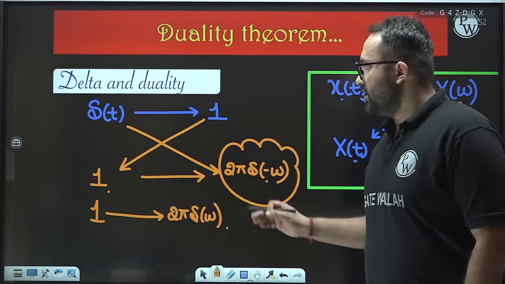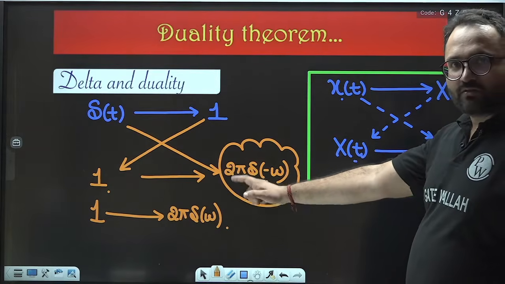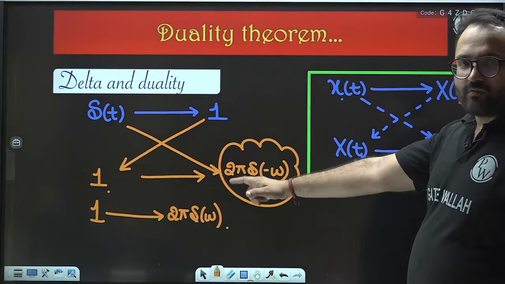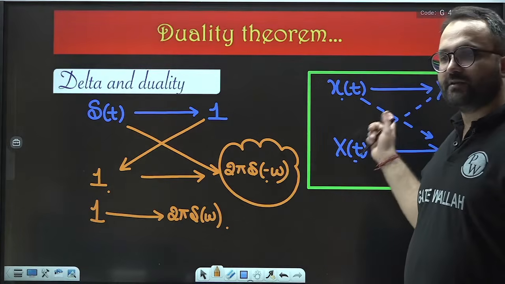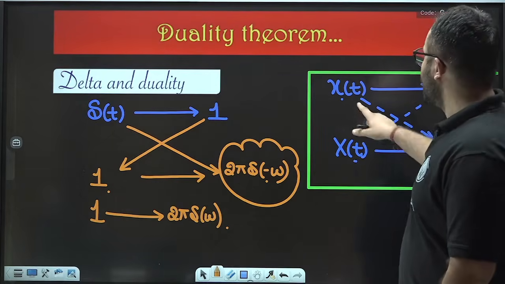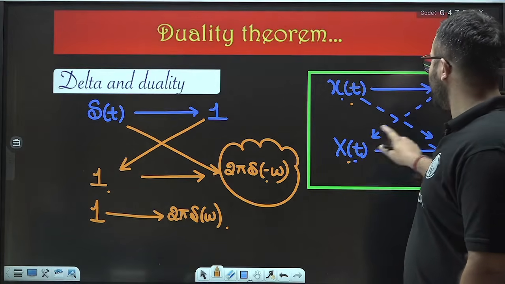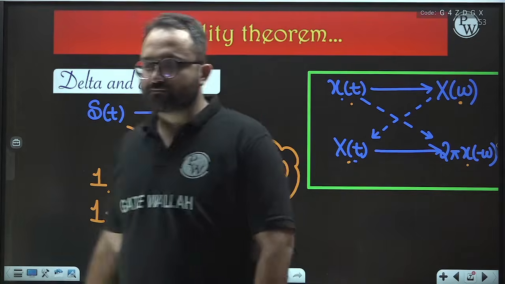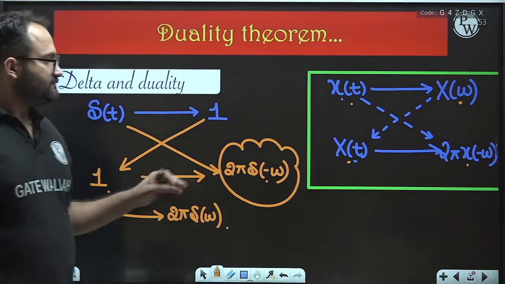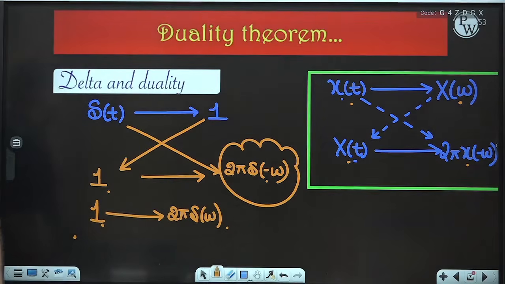Now here we can see that 1 is a power signal. We cannot apply the formula for finding the Fourier transform of a power signal. Rather, we have applied duality. This theorem says that if x(t) has Fourier transform X(omega), then X(t) will have Fourier transform 2 pi x of minus omega. So this is the method to find the Fourier transform of signal 1. It is a DC signal, a power signal.